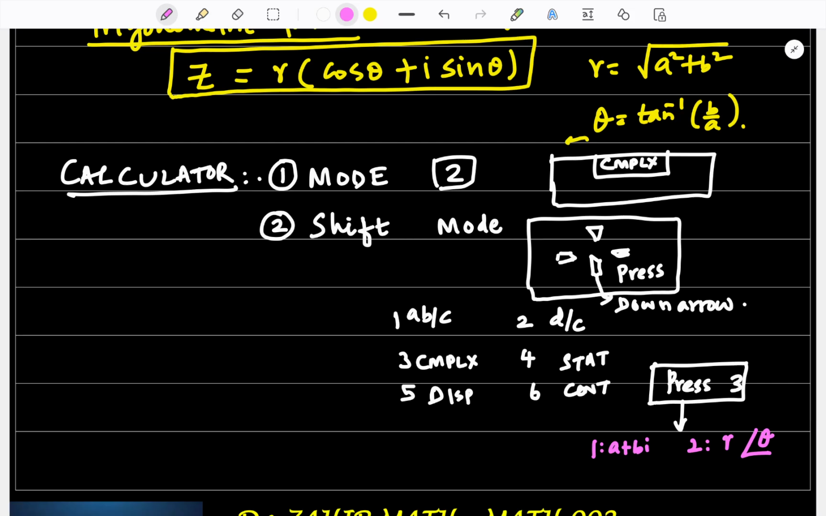First thing in the calculator: step 1 is Mode and then 2. First bring it to complex. Then after that you just go Shift Mode. Then press the down arrow, and you will get 1, 2, 3, 4. Press number 3. After you press number 3, two options will come, 1 and 2.